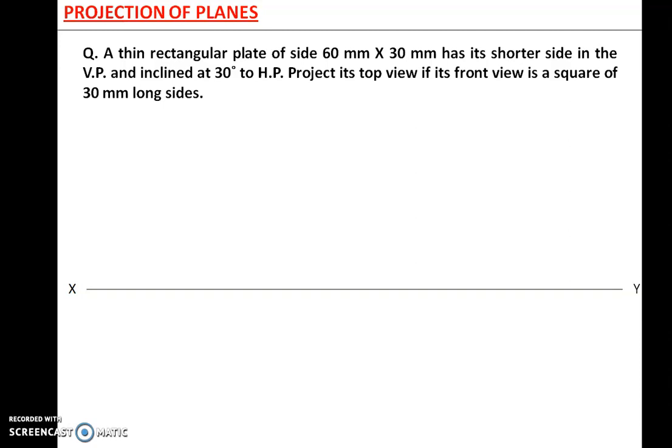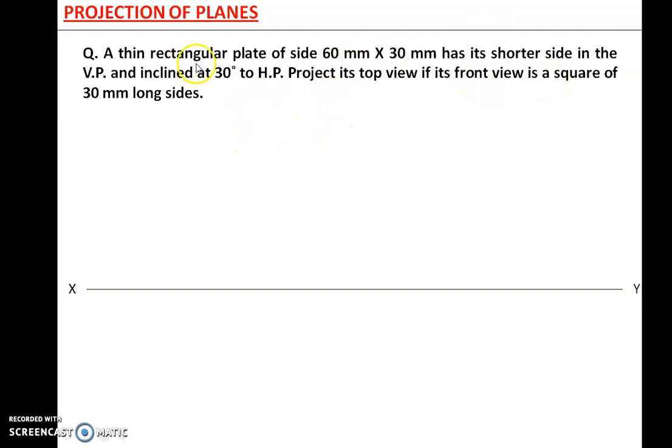The inclination is given as 30 degree to HP. Now this inclination is of the shorter side. The shorter side, which is in VP, is inclined at 30 degree to HP. And it is said that you have to draw its top view if its front view is a square of 30 mm long sides. Okay. So here in the last sentence, it is said that the front view is a square of 30 mm long sides. Now what is this front view and all the things we will discuss.